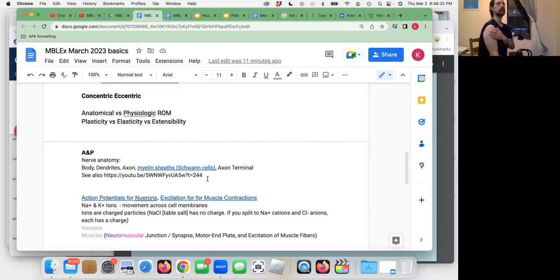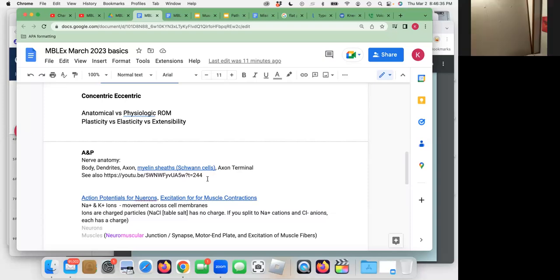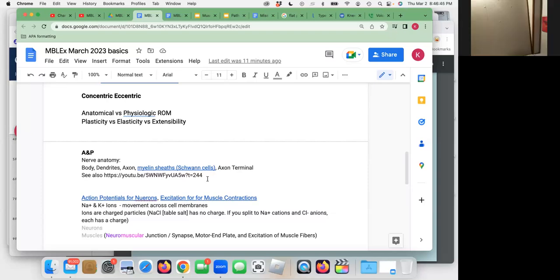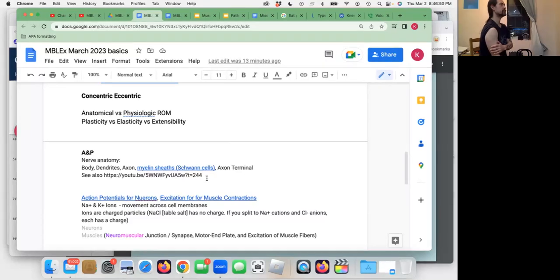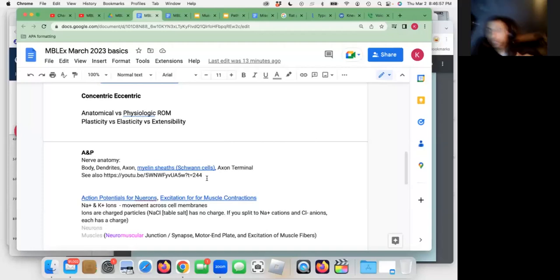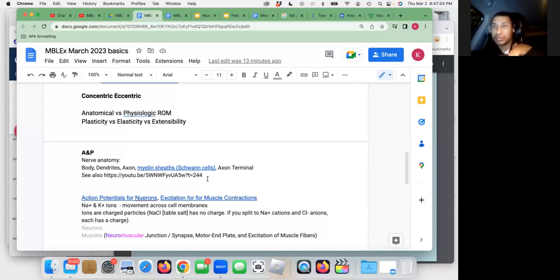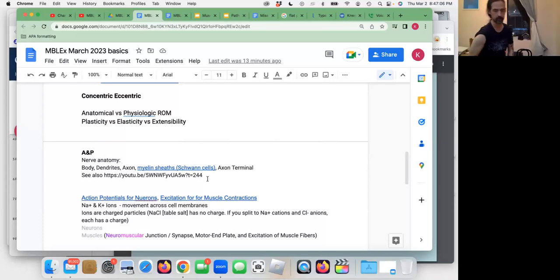So repeat after me. Shoulder flexion. The shoulder flexion agonist is the anterior deltoid. Yes, good. Synergist is the bicep. Very good. Let's turn the statement around. The bicep is the synergist in shoulder flexion. The anterior deltoid is the prime mover. Very good, very good.